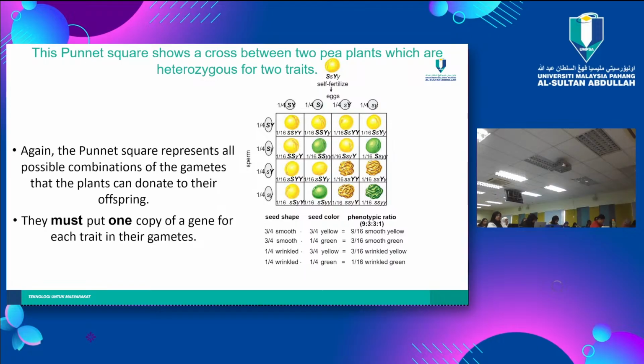So when we have the dominant for the smooth, for this example, then you're going to have the smooth. What happens in the homozygous recessive, same as previously, we're going to have it become a wrinkled seed. The yellow is the dominant. So when there is a recessive yellow gene, the pea is going to be in green color. When you calculate all this, it's going to give you the seed shape and the seed colors. We're going to have this phenotypic ratio.